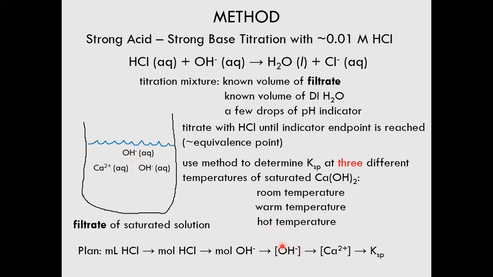From the concentration of hydroxide ions and the stoichiometry of the dissolution equation, we'll be able to calculate the calcium ion concentration. And then with these 2 numbers, finally be able to calculate KSP. So practically, we'll have volume of HCl for each of these 3 different samples. From volume of HCl, we'll be able to calculate KSP at each of those 3 different samples, where the only difference is the temperature.